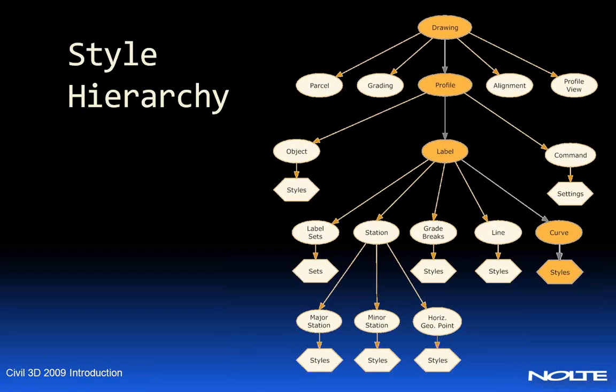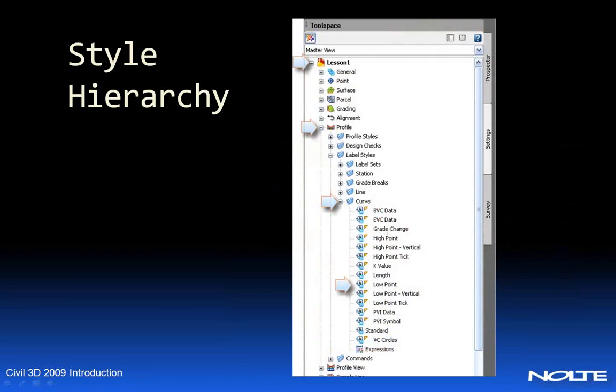We'll undo that or set it back, and then I'll do it at the profile level and see how that only affects the profiles. Then I'll look maybe just at curve labels as we work our way down the tree, and then we'll look at just an individual label style. So let me keep that flowchart in mind.